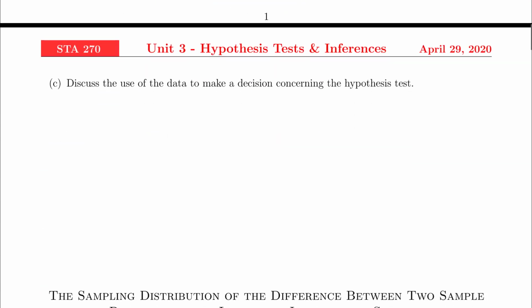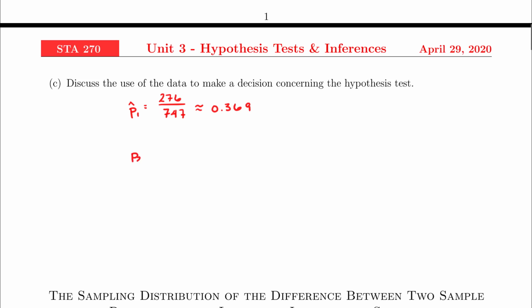Then for part C, it says discuss the use of the data to make a decision concerning the hypothesis test. So I already established the proportion equations in the first part. So we're going to simplify those now. Here we have P hat sub 1 is going to be 276 over 747. And that's going to be approximately equal to 0.369. So about 36.9% of men in the sample group ordered vegetarian meals.